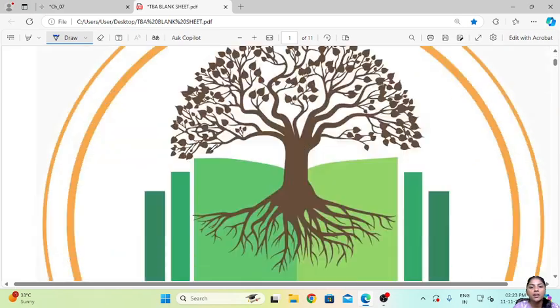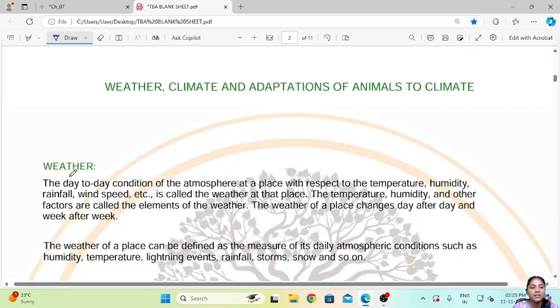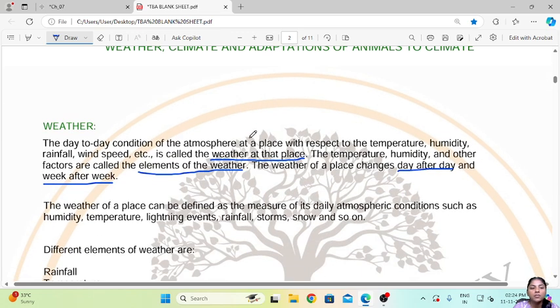Now what do you mean by weather, or what do you mean by the weather of a place? Basically, weather is the day-to-day condition of the atmosphere at a place with respect to the temperature, humidity, rainfall, wind speed, etc. So it is called the weather of that place. Now all these factors, that is the temperature, humidity and the other factors, are called the elements of the weather. The weather of a place changes day after day and week after week. So the weather of a place is never constant.